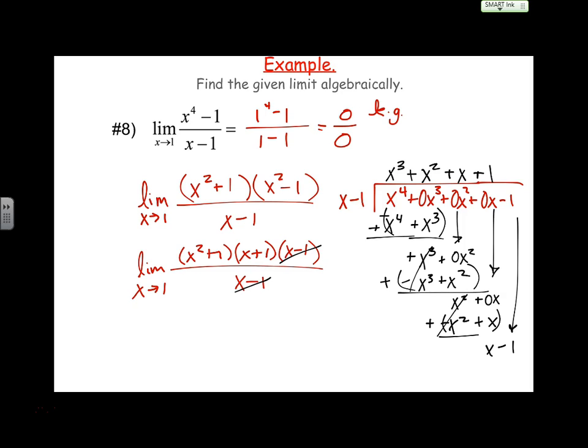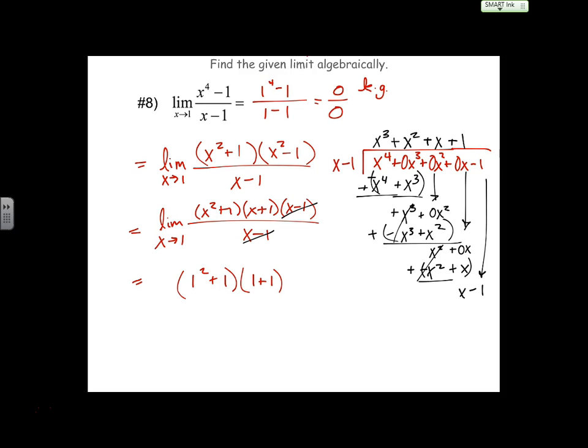Now, once I cancel out the denominator, I should try to plug in again. Plug it in, because it didn't work before. But I got rid of something, so maybe it'll work now. As I go to plug in, what is 1 squared plus 1 times 1 plus 1? 1 plus 1 is 2, and 2 times 2 is 4. Wait a minute. So what does that have to do with this thing over here, and why do we do it? Question: what is x squared plus 1 times x plus 1?